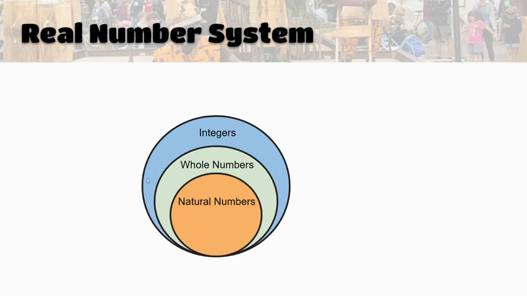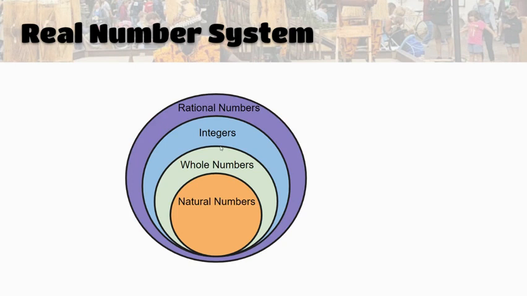Then we have the integers, which encompasses both the whole numbers and the natural numbers. So in this case, if it's a natural number or a whole number, it's also an integer. But not all integers are natural numbers. For example, -5. Natural numbers and whole numbers are both positive.